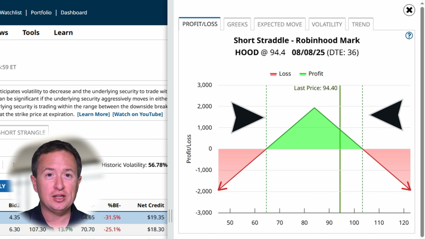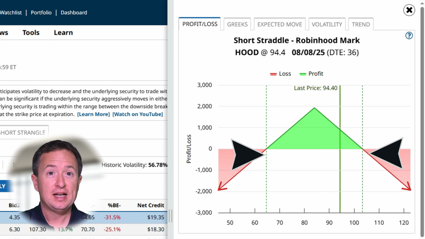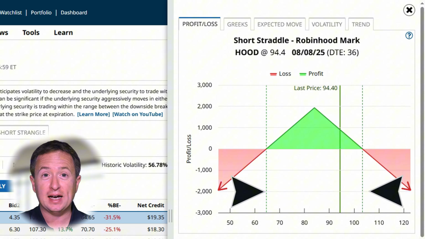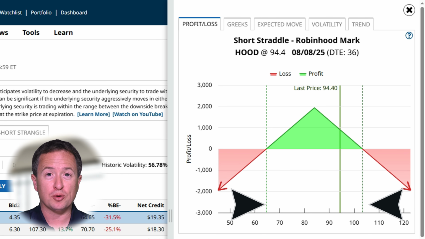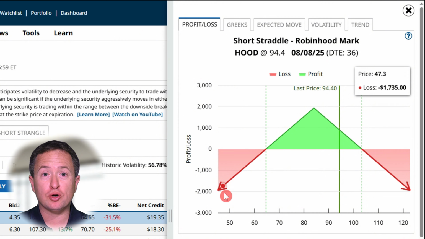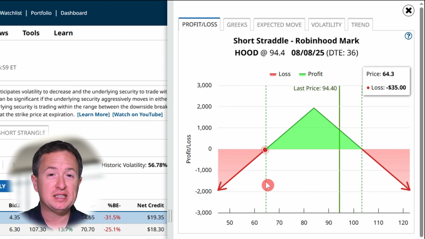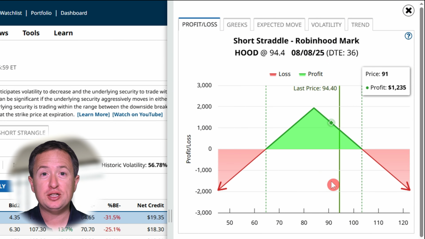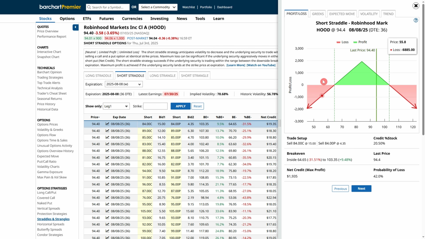The dashed green line shows your break-even prices. This is where you'd want the stock to end at expiration, so you could turn a profit. The solid green line shows the current trading price. Moving your cursor around the graph displays the specific profit or loss for each price at expiration. The P&L chart is a convenient visual representation of your entire trade, helping you quickly understand the potential scenarios that you'd face. The next tab is for the Greeks.